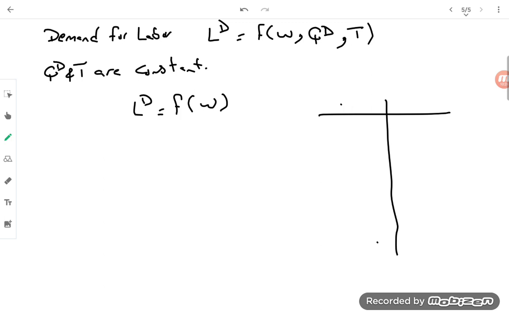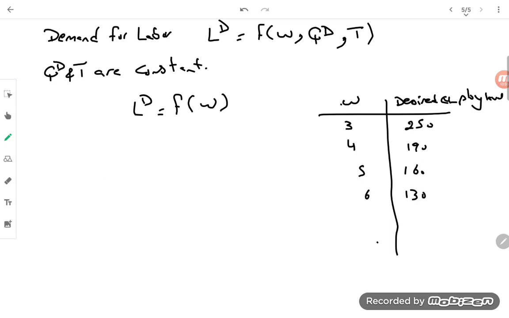There is a negative relationship between wages and desired employment level. So this is the wage rate and desired employment level. So if the wage is 3, say for example, the desired level is 250, at 4 it is 190, at 5 it is 160, and so on. So it can be realized that as wages increase, the desired level of employment is going to decrease.